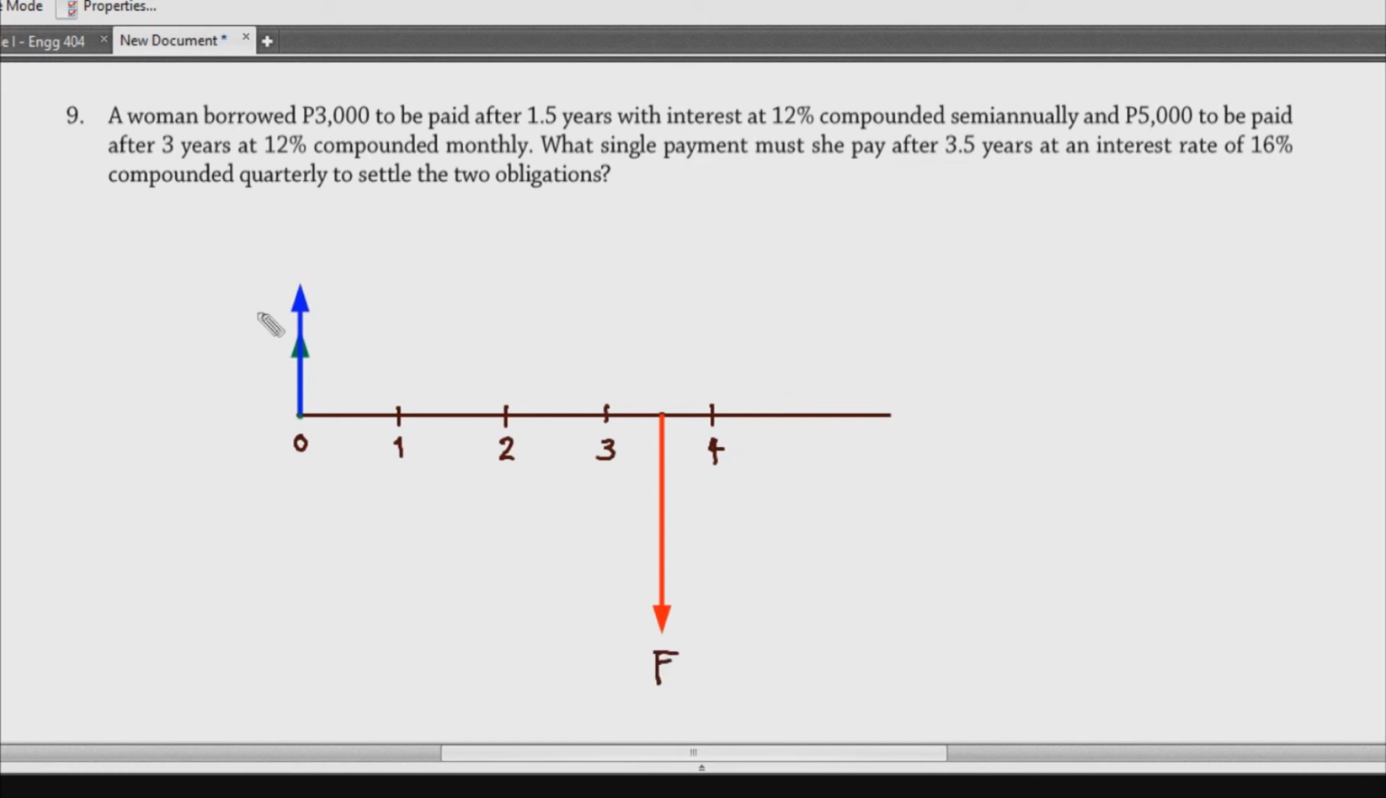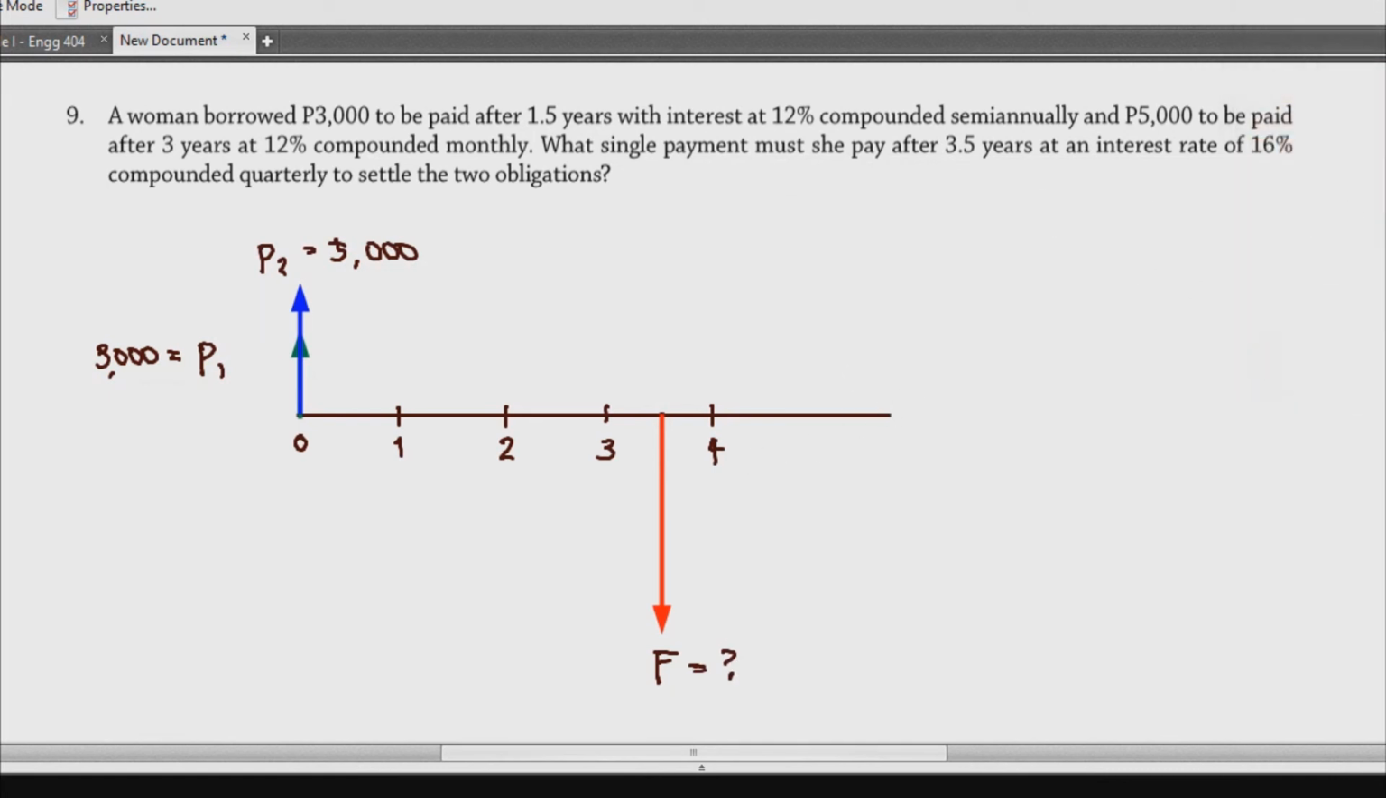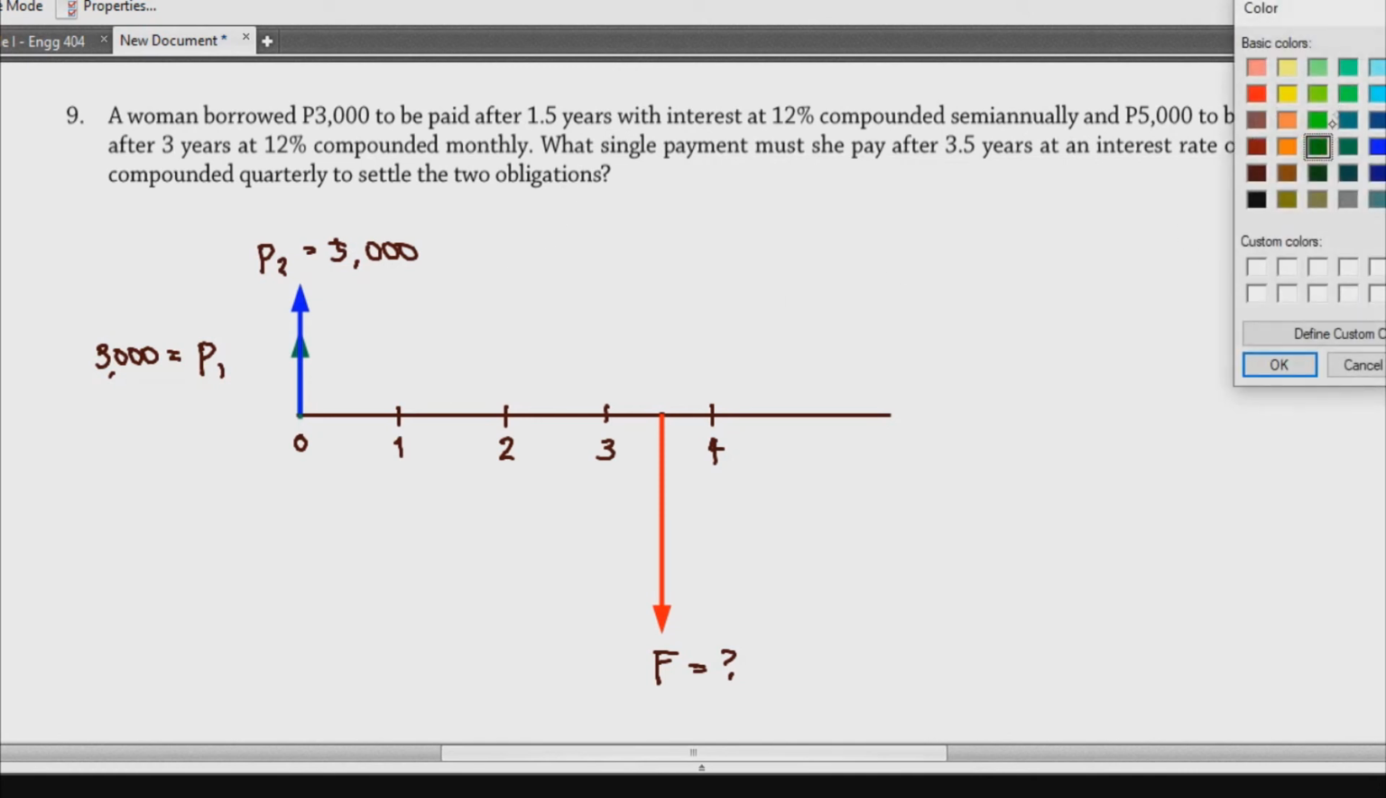Okay? And then, gawin natin is yung first natin na binarrow, which is 3,000, we have P1, and then this one is your P2. So, basically, this is 3,000, okay? And then your P2 is actually equal to 5,000. And then, what would be your F in this case? Ano ba yung importance nung 1.5 years in the problem? Kasi sinabi doon na you should be able to pay that first, your 3,000 pala, in 1.5 years. So, basically, kung gano'n, di kailangan pala bayad na yon.